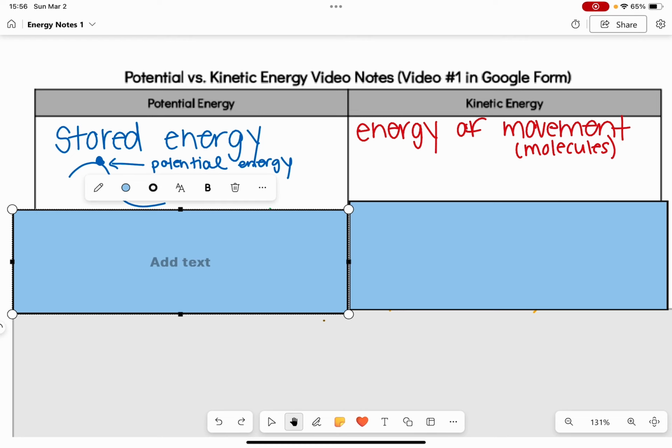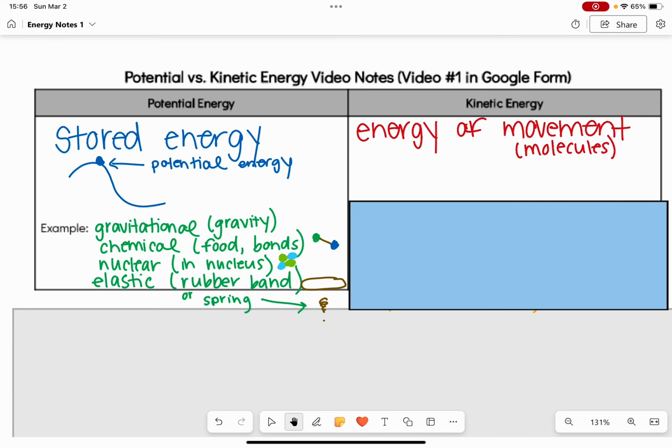The different types of potential energy include gravitational, so that ball at the top of a hill situation is gravitational potential energy. We have chemical potential energy, that's the energy stored in your food, stored between bonds. You have nuclear potential energy, that's the energy that the protons and neutrons have in the nucleus. And then you have elastic potential energy.